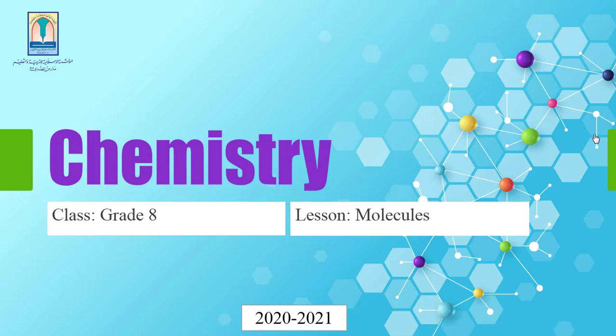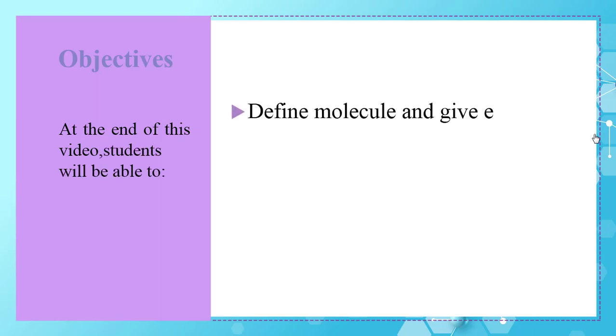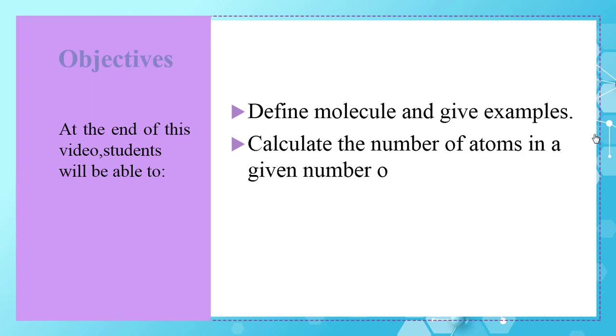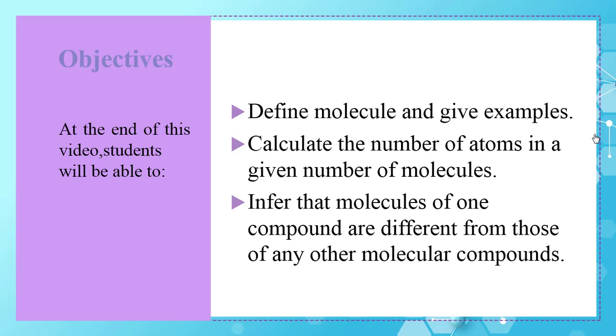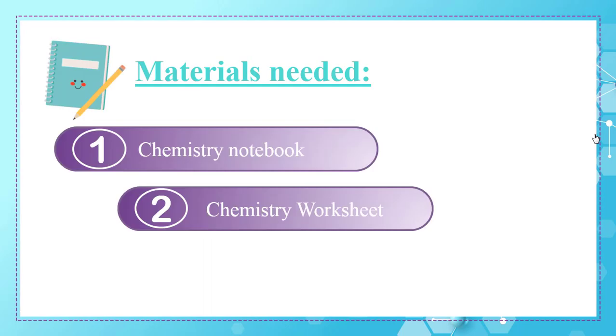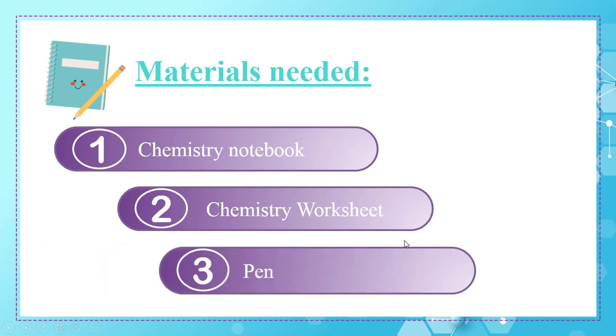Our lesson is about the molecules. In the first part of the lesson, you are going to learn some of the important objectives: define molecule and give examples, calculate the number of atoms in a given number of molecules, and infer that molecules of one compound are different from those of any other molecular compounds. The materials needed are as follows: chemistry notebook, chemistry worksheet, and pen, please.